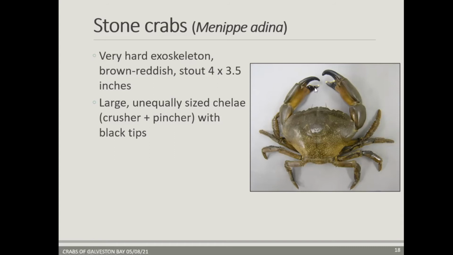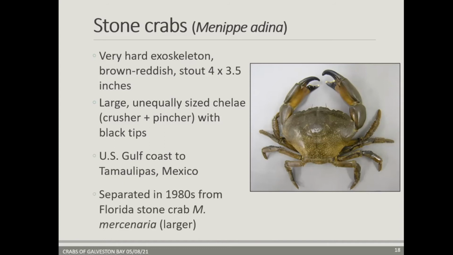You can see it a little better here. This is the pincher on this side, and this is the crusher. The crusher has more teeth. It's usually a thicker claw, where this one may be a little more elongated. They have black tips. That's how you can know you have a stone crab. They're found all along the U.S. Gulf Coast, all the way down to Tamaulipas, Mexico.